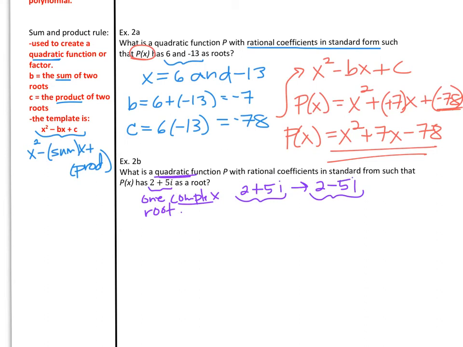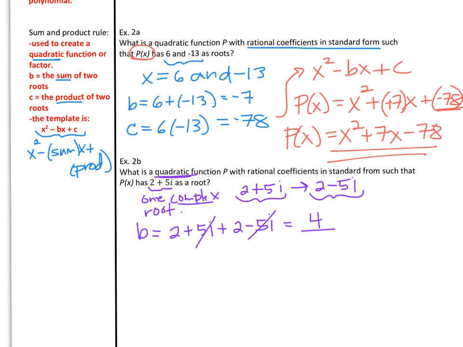We're going to do the same thing we did up above. We're going to determine b and c. To get b, we're literally going to add the two roots together: 2 plus 5i plus 2 minus 5i. And here's something that will always happen when we create a quadratic factor. The i terms always cancel out, and our sum becomes positive 4.